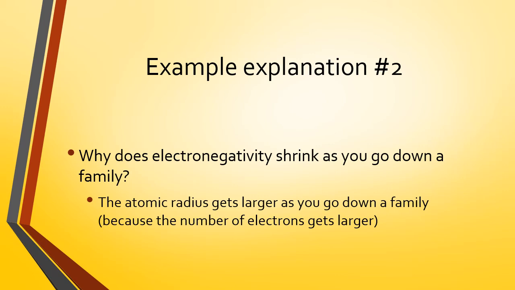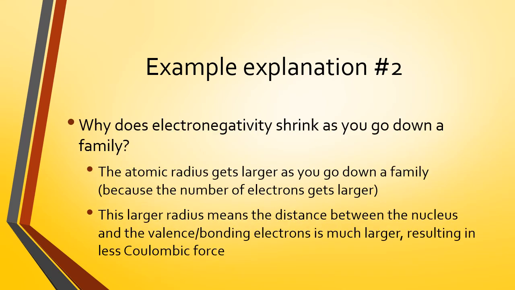The atomic radius gets larger as you go down a family because the number of electrons is getting larger, so they simply need more room. This larger radius means the distance between the nucleus and the valence or bonding electrons is much larger, which results in less Coulombic force, and therefore you don't hold on to those electrons as well.